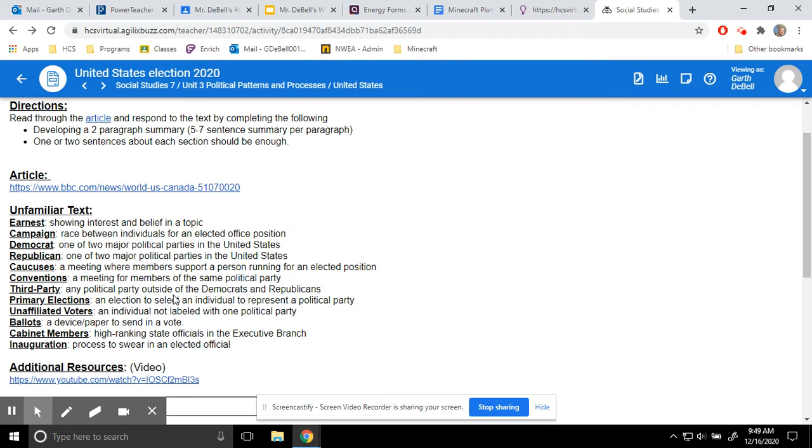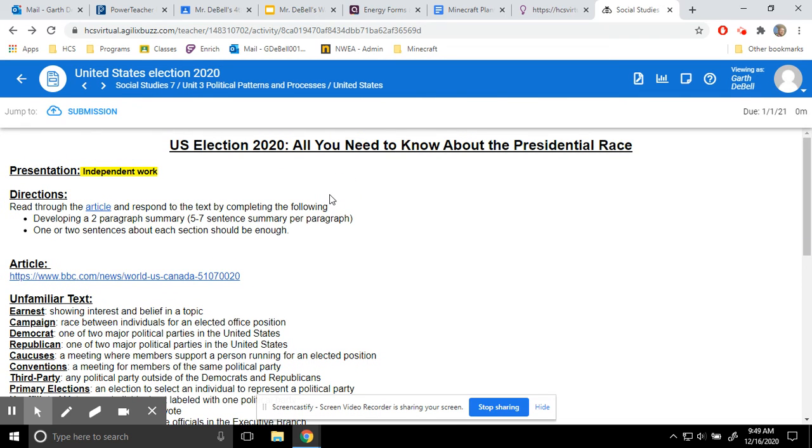So, if you look over these first before you start reading, because if you don't understand the vocabulary, it's going to be hard to understand what it is that they're talking about, and then that'll make it harder for you to write a paragraph. All right, ladies and gentlemen, that is all I have on this one. It's pretty straightforward. Just read the article, write 2 paragraphs about it, and that is it.